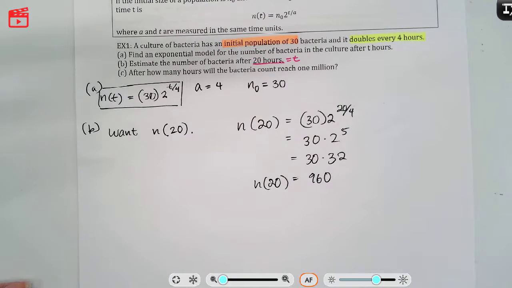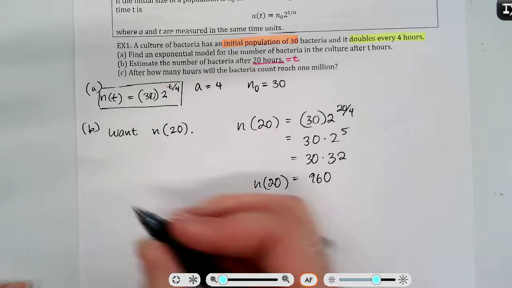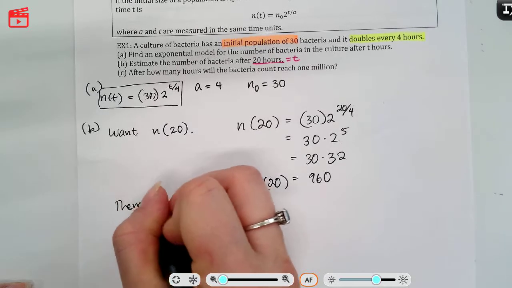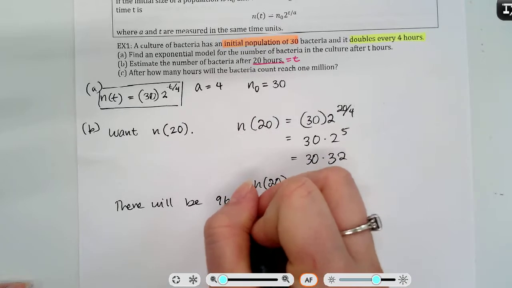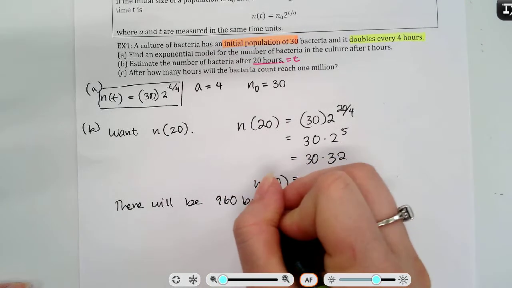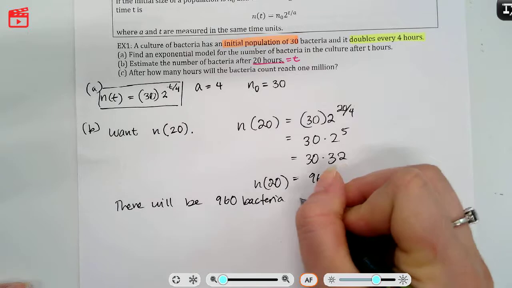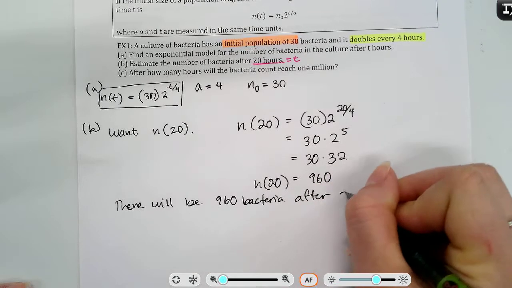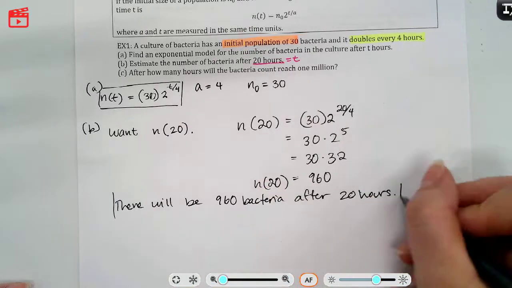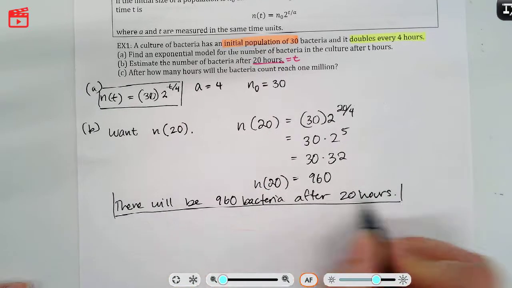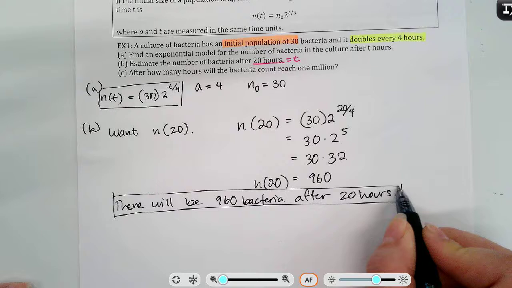So, how many bacteria will there be after 20 hours? Well, there will be 960 bacteria after 20 hours. Period. As usual, because it's a word problem, we answer in word form.